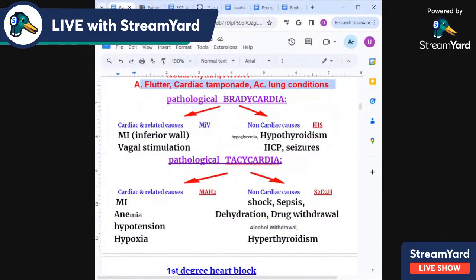Now, the first is the pathological bradycardia. Okay, let's do the pathological bradycardia.